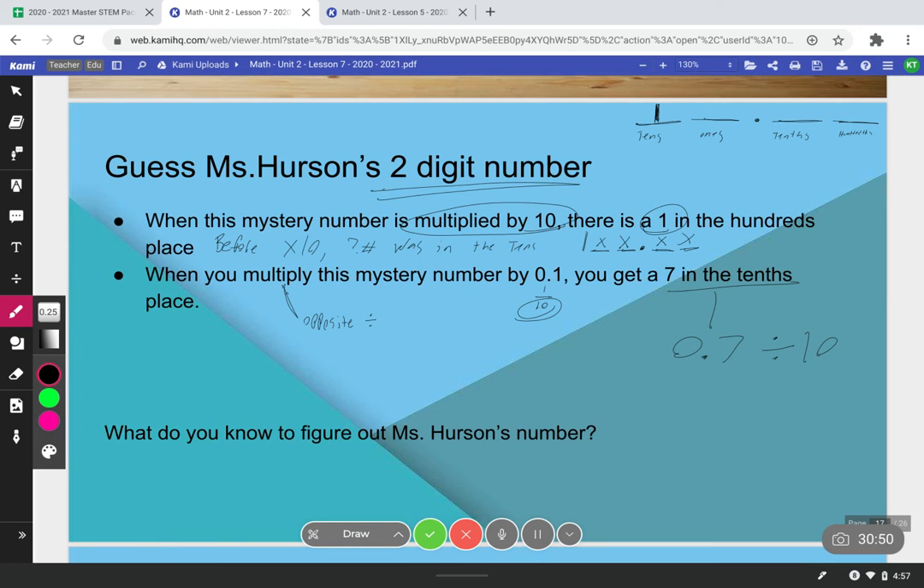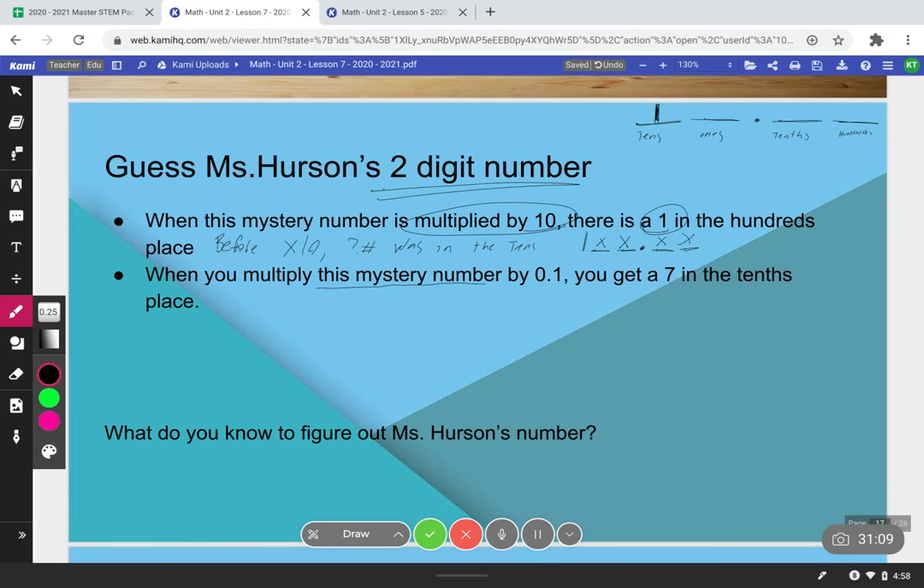Wait, okay, I feel so dumb. I read that question completely wrong. Or I read the clue completely wrong. I'm sorry. I did not read that clue correctly. So when you multiply this mystery number, okay, I did this wrong.